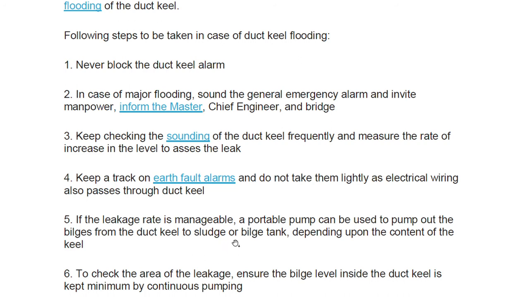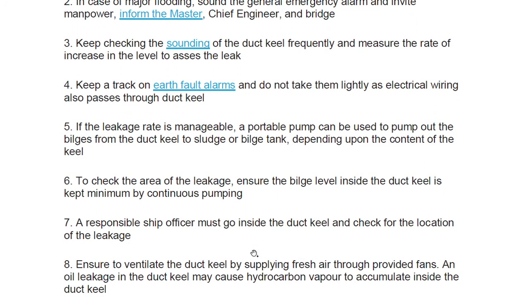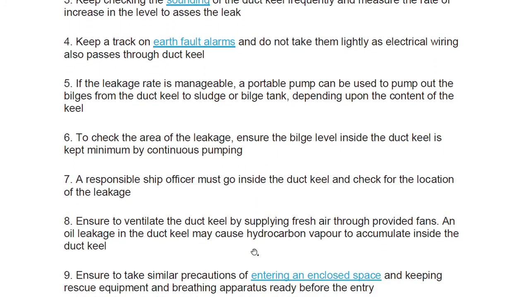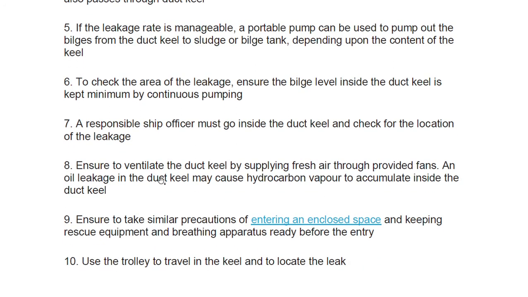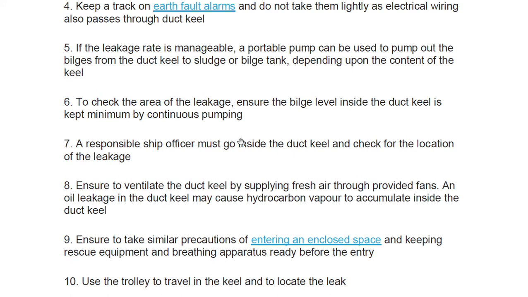If the leakage rate is manageable, a portable pump can be used to pump out bilges from the duct keel to the sludge or bilge tank, depending upon the content of the keel. Because if there is oil contamination, you cannot directly pump it overboard. To check the area of the leakage, ensure the bilge level inside the duct keel is kept to a minimum by continuous pumping. A responsible ship officer must go inside the duct keel and check the location of the leakage.